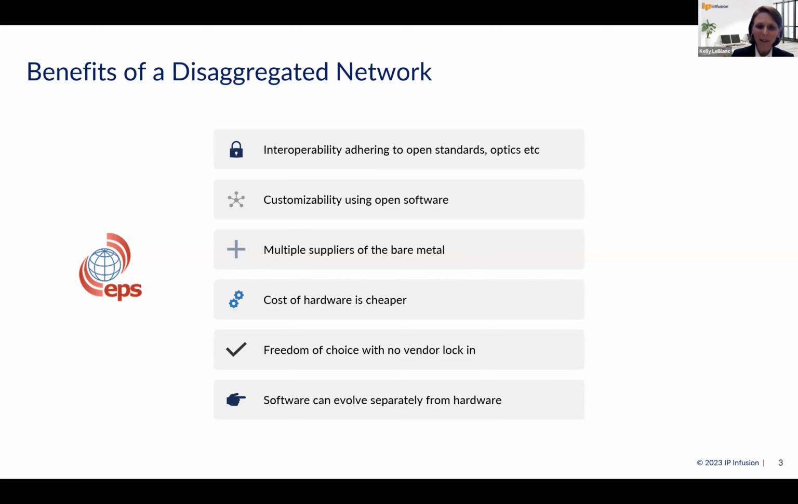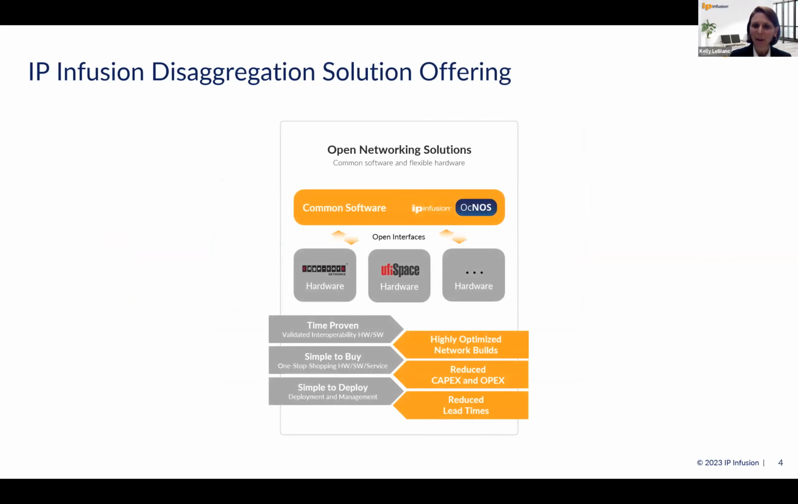And as a reminder, everyone, you are welcome to ask questions using the Q&A button at the bottom of your screen. So in today's webinar, we're going to be speaking about Uniti's use of IP Infusion's disaggregated networking solution called OCNOS. OCNOS is a network operating system that provides a common software platform that runs on your choice of hardware, including open networking hardware from EdgeCore and Uniti space and more. And EPS Global provides the value-added distribution services for this solution.